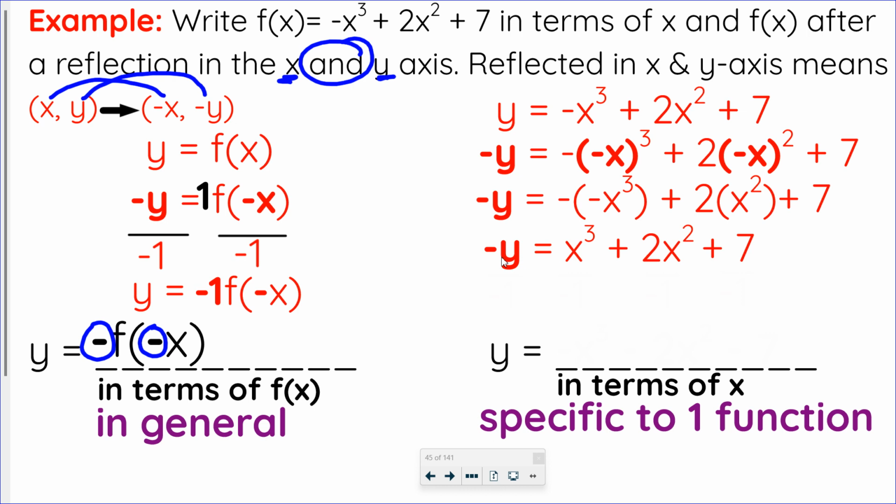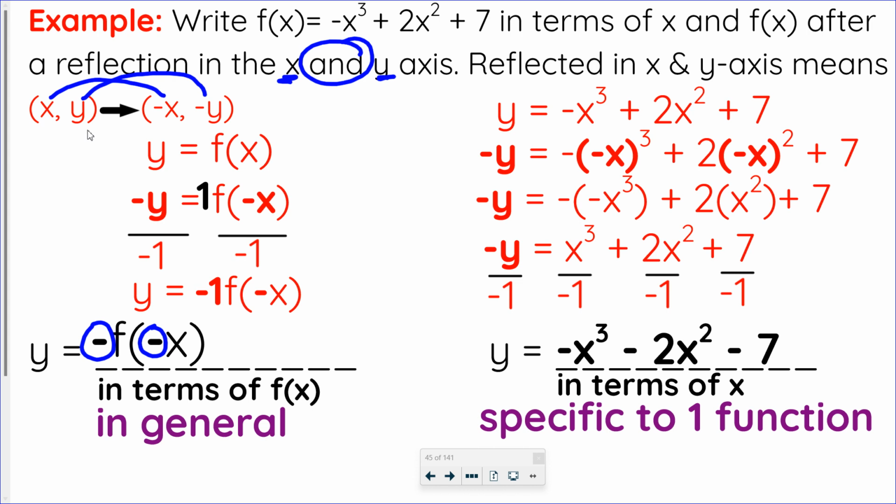Again, I don't want a negative y equals equation. I want a y equals equation. So I'm going to divide every term by negative 1. So negative y divided by negative 1 is y. And then I just do x cubed divided by negative 1, 2x squared divided by negative 1, and 7 divided by negative 1 to get my final equation, negative x cubed minus 2x squared minus 7. And that shows the reflection in x and y axis in terms of x.